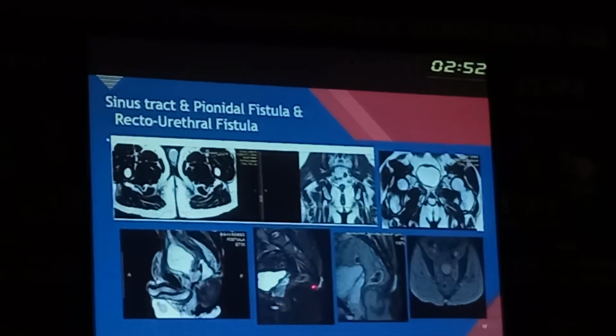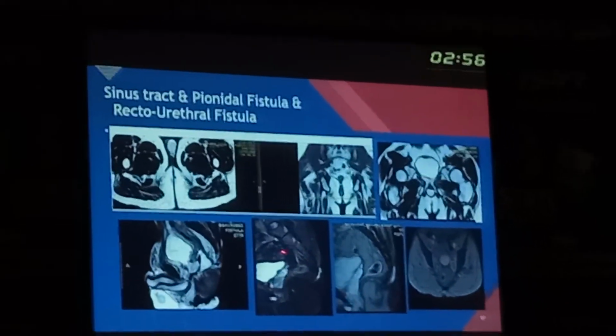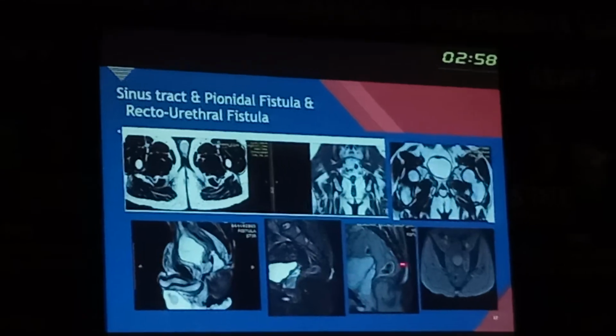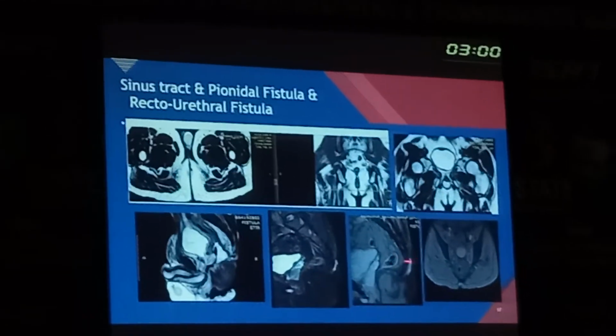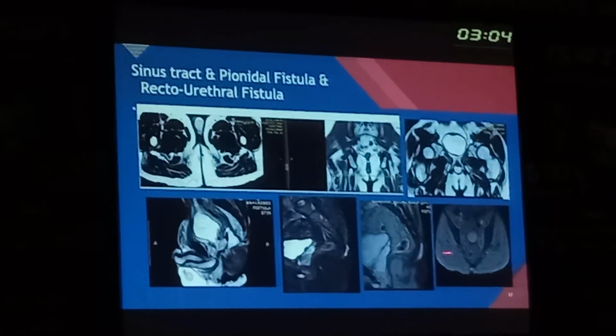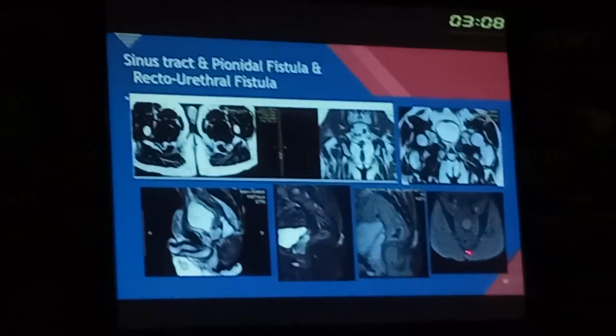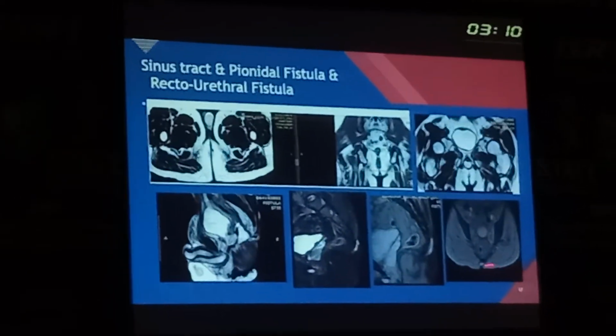And this is a case of pilonidal fistula. Here is the fistula, and it is the T2 STIR image, and it is the gradient image where you can easily see that it has no relation with the bony coccyx. Here is the fistula tract, and here is the bone part, so there is no relation.